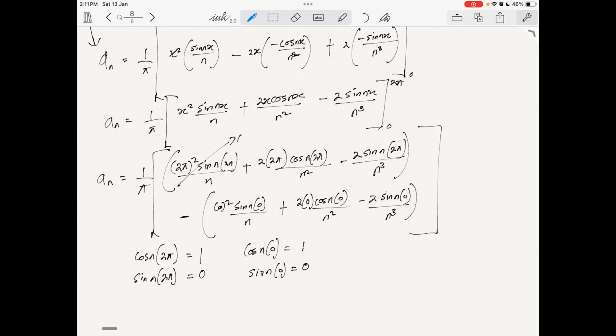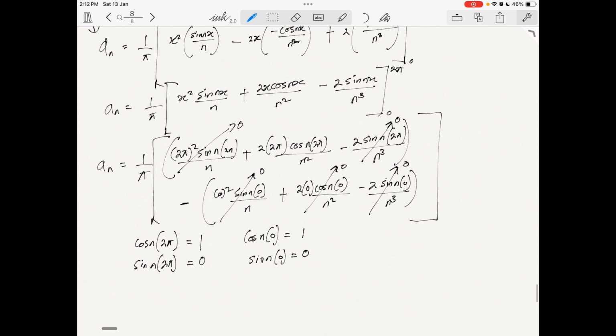this we cancel out to give 0 because it has sine n 2 pi. This can also cancel out to give 0 because it has sine n 2 pi. This cancels out to give 0 because it has sine n 2 pi and it is also multiplied by 0 squared. This we cancel out to give 0 because it is multiplied by 0. This we cancel out to give 0 because it has sine n of 0.